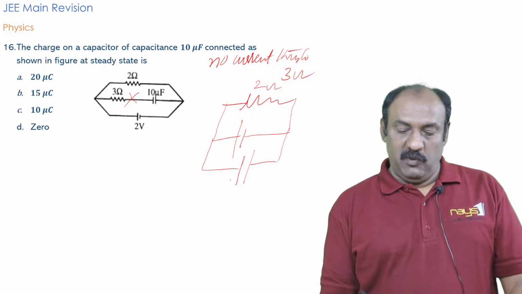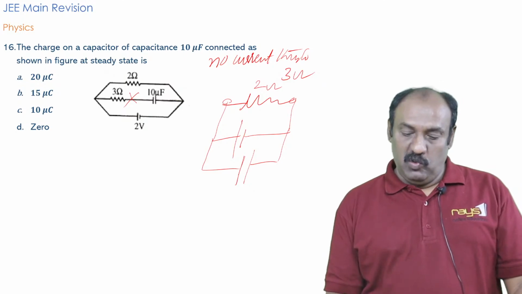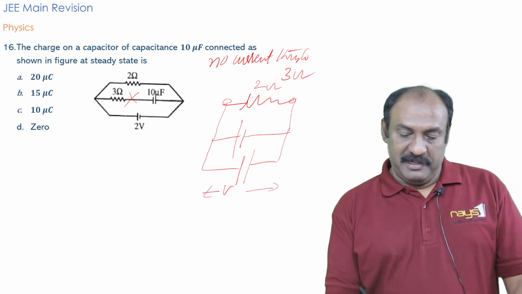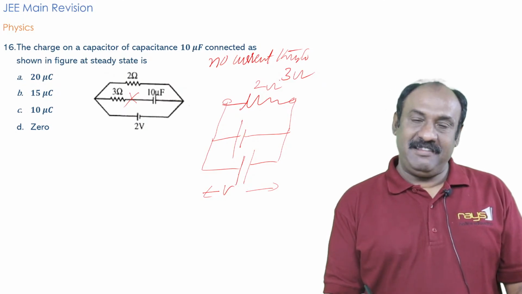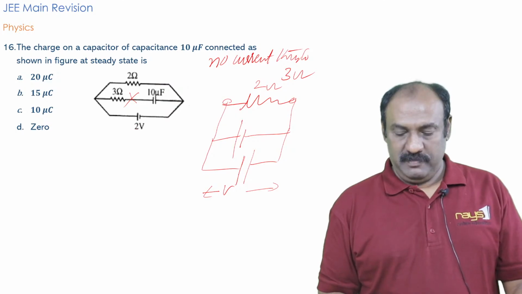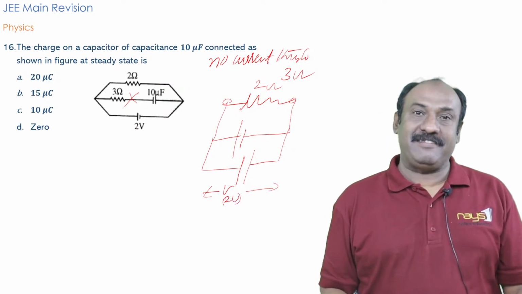Whatever the voltage drop across the 2 ohm resistor, that will be equal to the voltage drop across the capacitor. So, what is the voltage drop across the 2 ohm resistance when the capacitor is at steady state? That is here 2 volt. So, that 2 volt is the voltage drop across the capacitor at steady state.